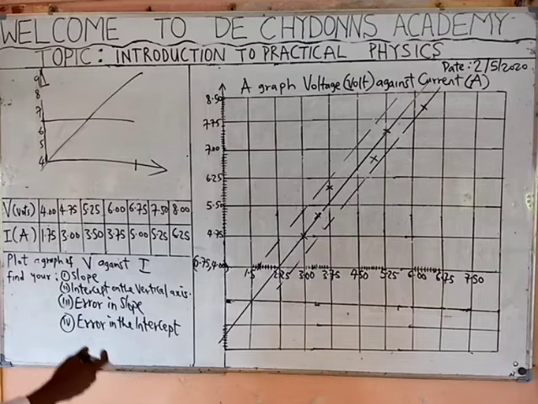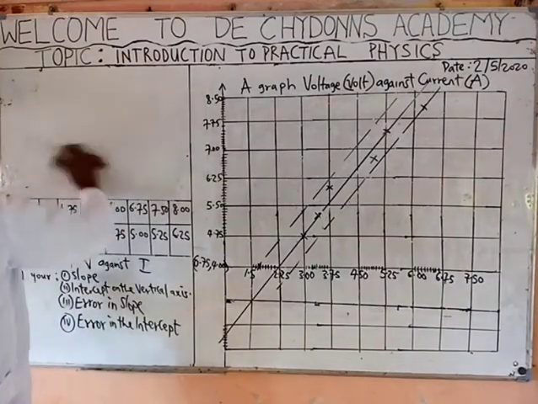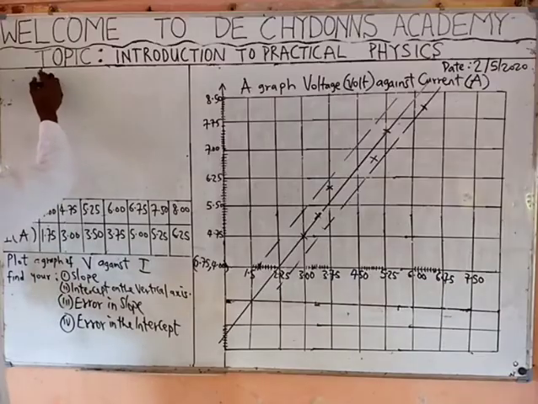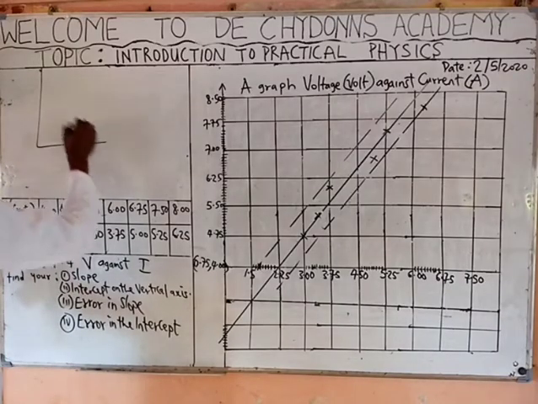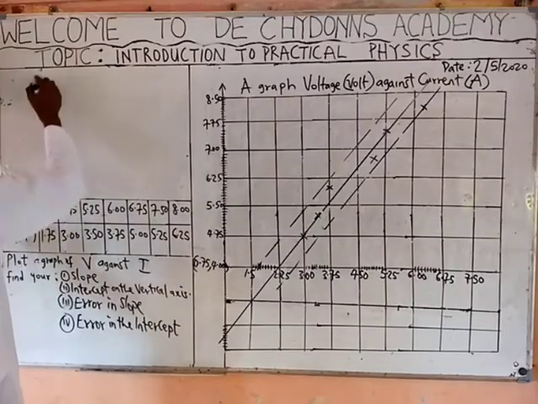Okay? So when you have a positive graph or a positive slope, it looks this way. But when you have a negative slope, it will look this way.